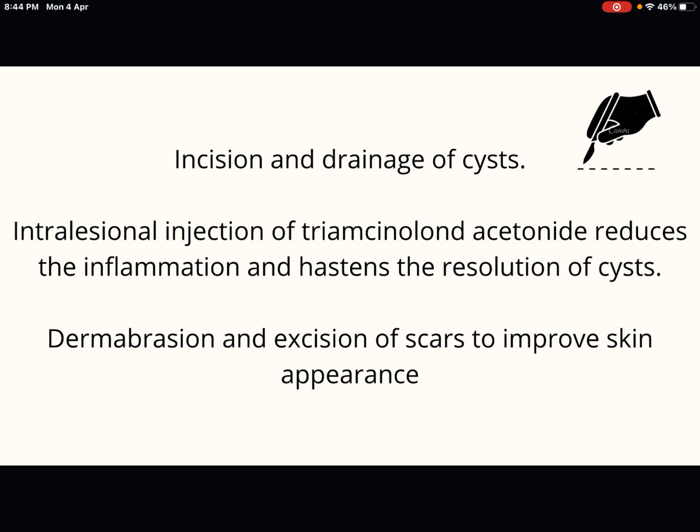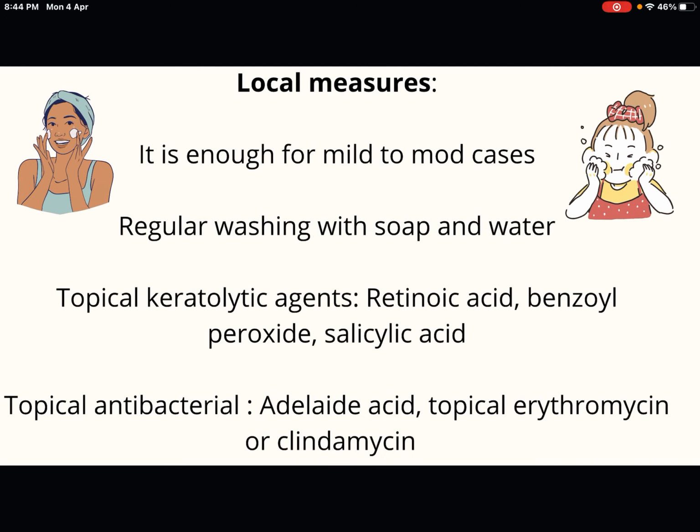Then the other methods are incision and drainage of the cyst, and intralesional injection of triamcinolone. The spelling mistake is there again. Triamcinolone acetonide reduces the inflammation and hastens the resolution of the cyst. In the comedones we can inject the triamcinolone acetonide. It will reduce the inflammation and hasten the resolution of the cyst. And dermabrasion and excision of scar we can do to improve the skin appearance.